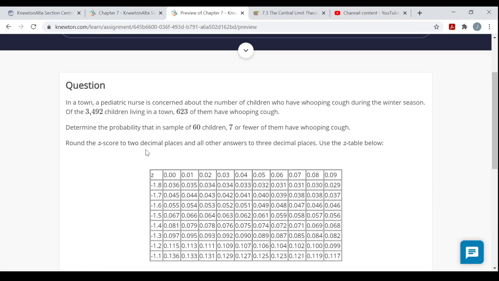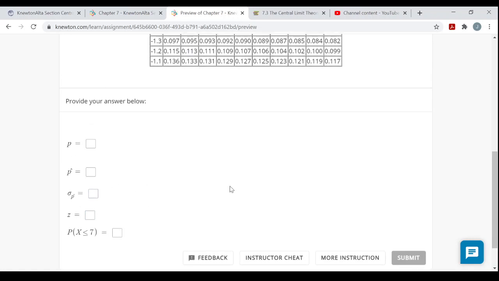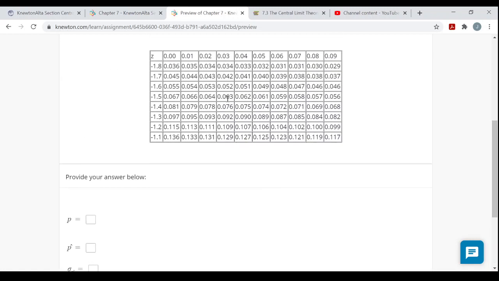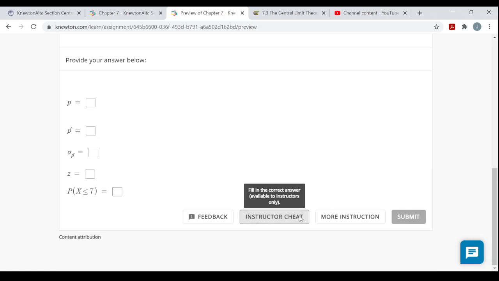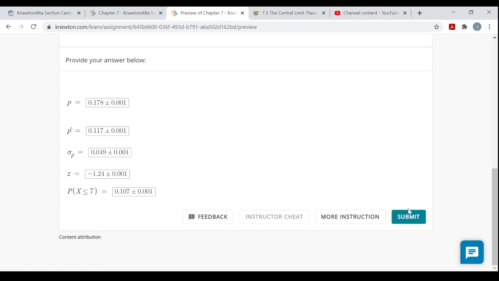I know it says, round the z-score to 2 and all other answers to 3. See, they should have had this on the other one. So z-score to 2, all the other answers to 3, and then what's the probability of being less than that z-score? So find that on the table. I've already done something like this, so I'm just going to have this be cheating.